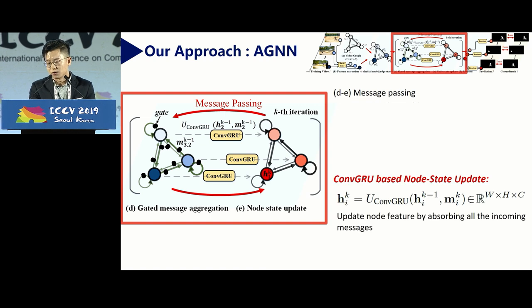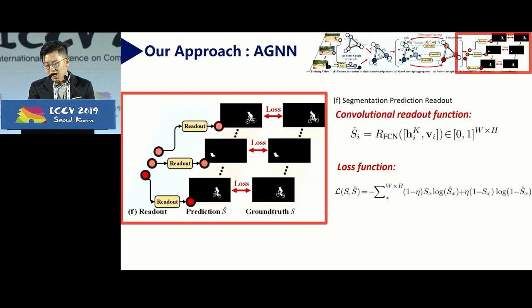Then, we use a convolutional GRU-based update function to iteratively update the node features. After several message passing steps, the final node embeddings successfully capture global information. Then, a convolutional readout function is used to get the final segmentation predictions.